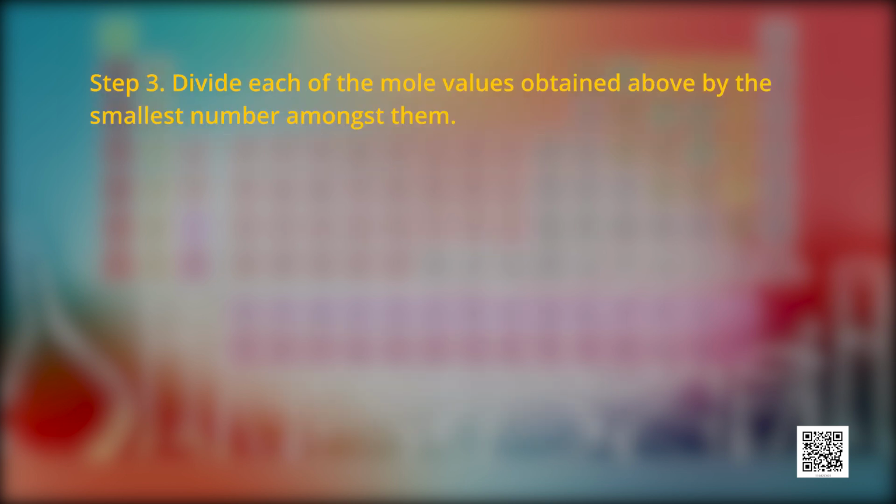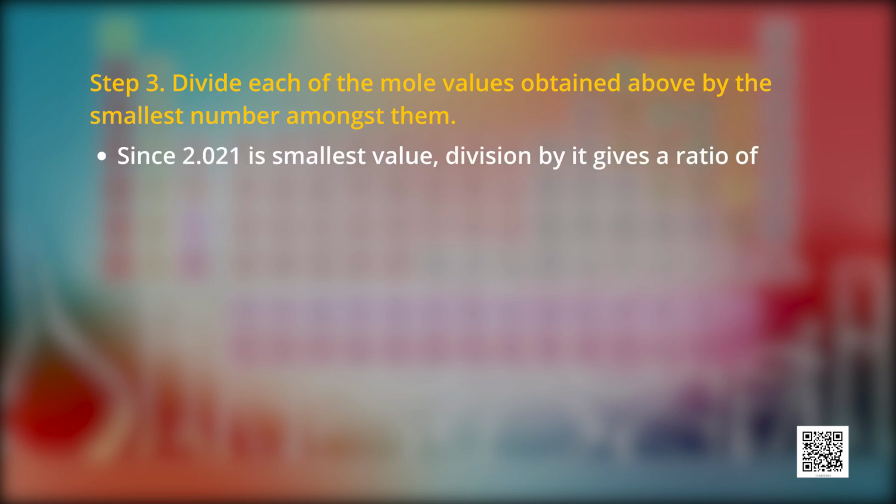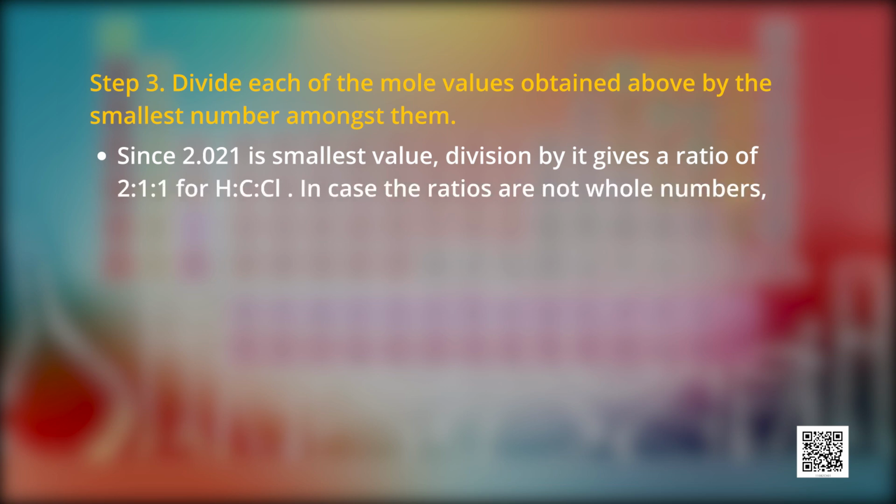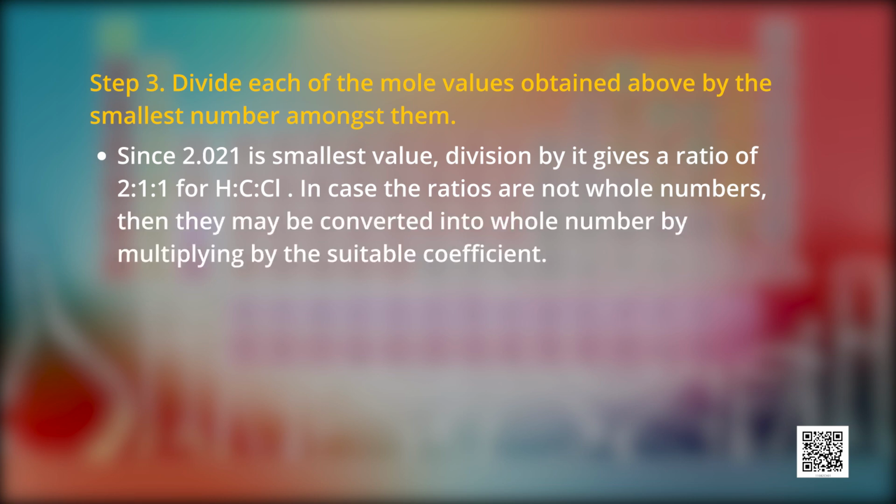Now in step 3, we will divide each of the mole values obtained above by the smallest number amongst them. Since 2.021 is the smallest value, division by it gives a ratio of 2:1:1 for hydrogen to carbon to chlorine. In case the ratios are not whole numbers, then they may be converted into whole numbers by multiplying by a suitable coefficient.